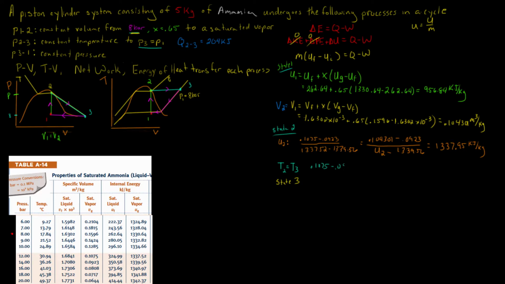So (0.1075 minus 0.0923) divided by these two temperatures, so these right here, (30.94 minus 36.26), is going to be equal to the volume we're looking for, so (0.104301 minus 0.0923) divided by (temperature minus 36.26). And this is going to give me a temperature: T2 and T3 are equal to 32.06 degrees Celsius.